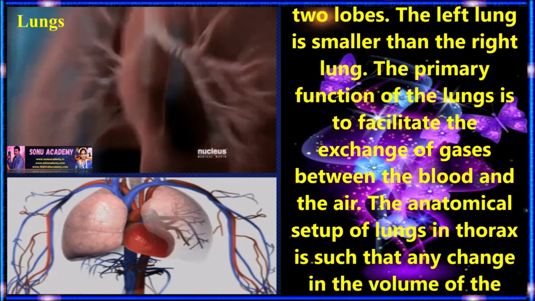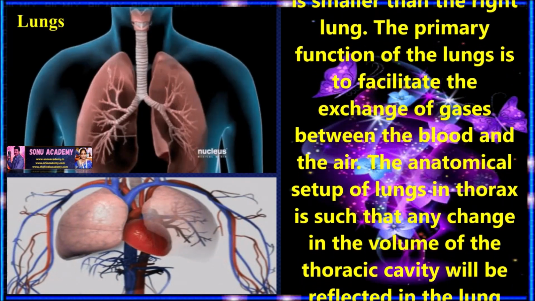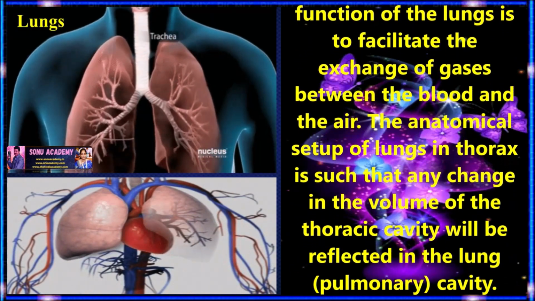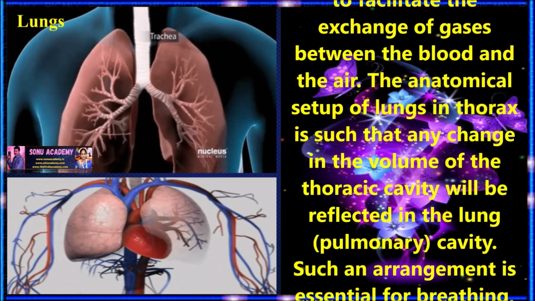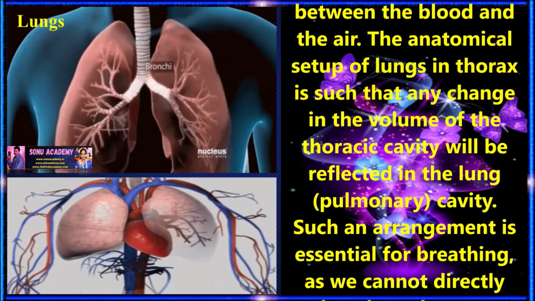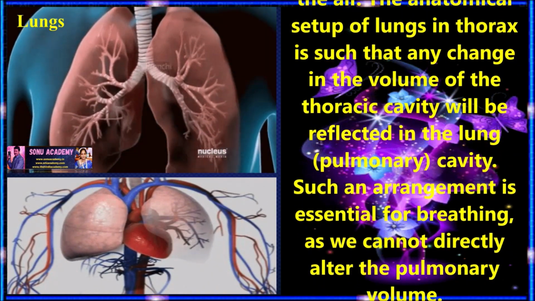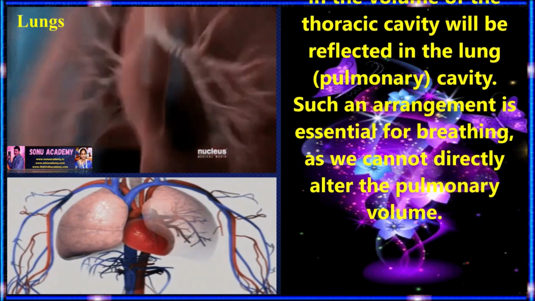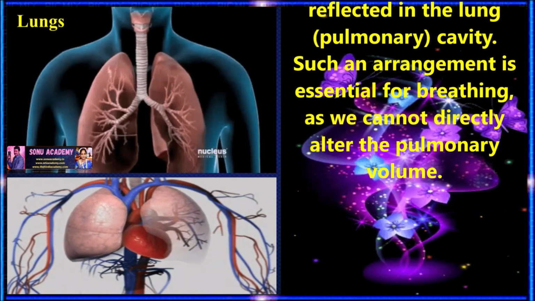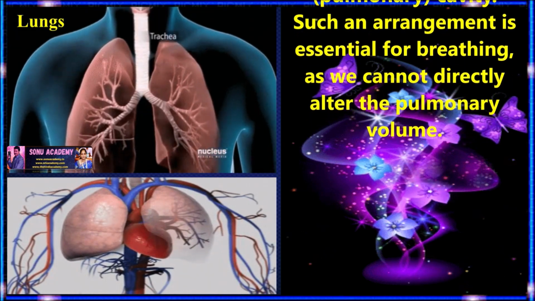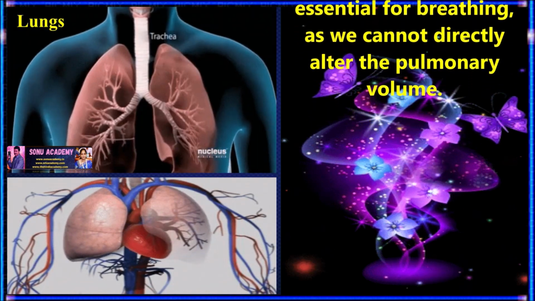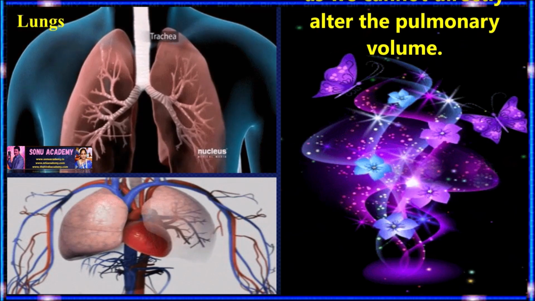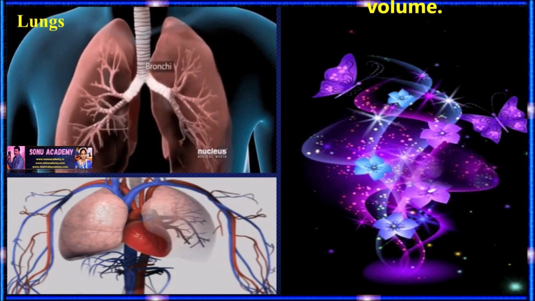The primary function of the lung is to facilitate the exchange of gases between the blood and the air. The anatomical set-up of the lungs in the thorax is such that any change in the volume of the thoracic cavity will be reflected in the lung. Such an arrangement is essential for breathing, as we cannot directly alter the pulmonary volume.